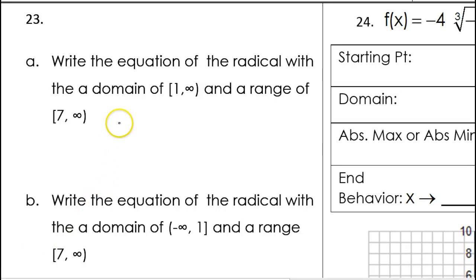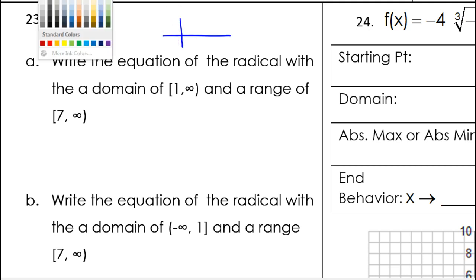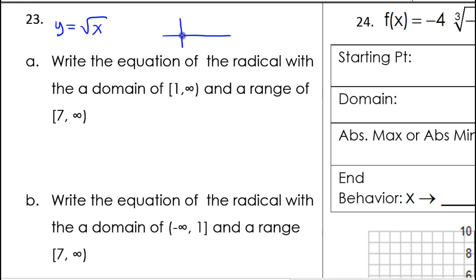In this video, I will show you how to write a possible radical equation given the domain and the range. So keep in mind that the parent function for the square root function looks like this, y equals the square root of x, and if you were to graph that, it would look like this. Alright, starting from the origin and then curving in that direction.